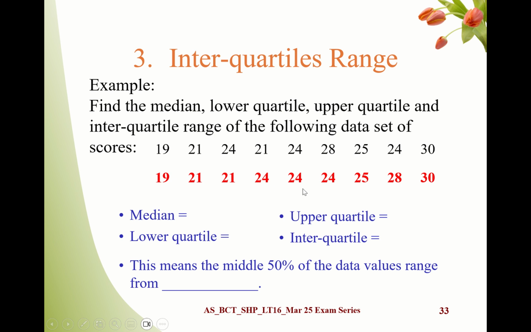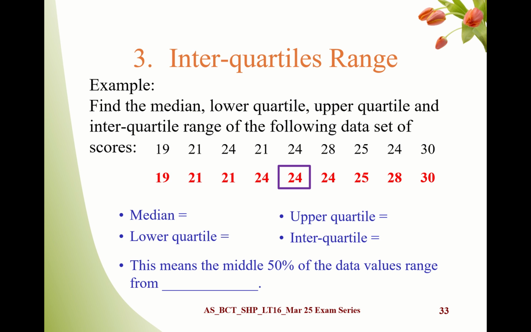Then after that, you find the median. So how many data are there? 1, 2, 3, 4, 5, 6, 7, 8, 9. So there's 9 numbers. So it's odd number. So the center one will be your fifth number. So it's 24. Okay, so that's your median.